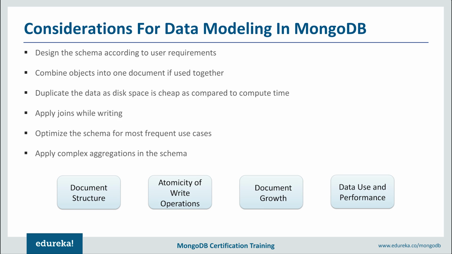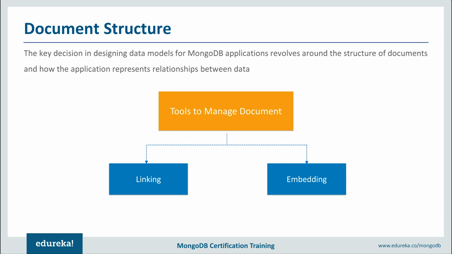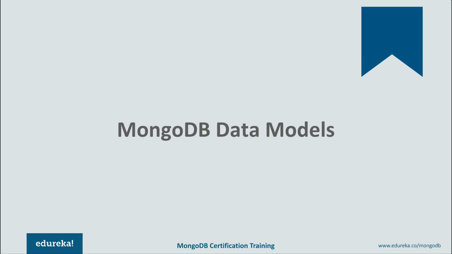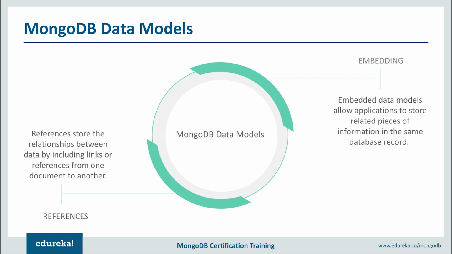The four will be repeated now. This is the document structure we talked about. One is the linked model and the other is the embedded model. There are two models available. So I said there are four things that will repeat: atomicity, document growth, and so on. When it comes to MongoDB database modeling, as I said, there are only two options: embedded data modeling and reference data modeling.